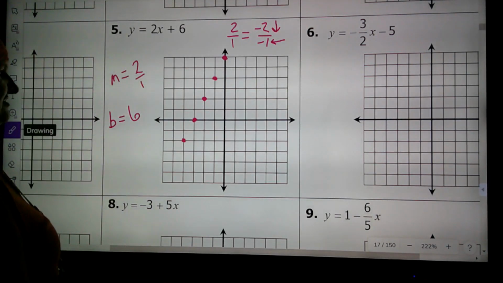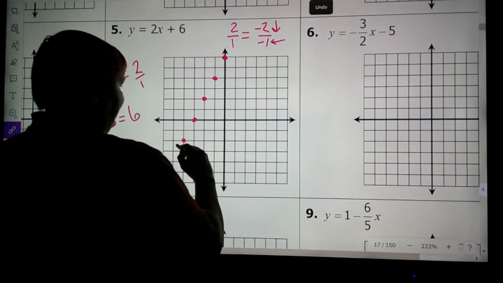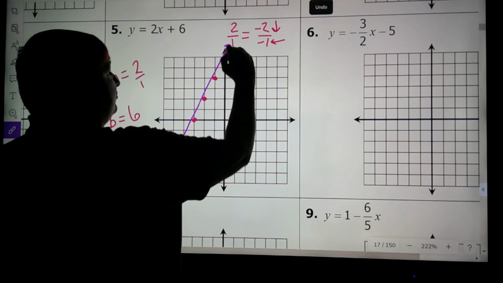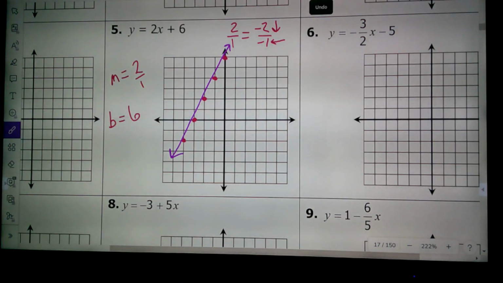You have to have at least 2. 3 is better. Oh, that's not good. I don't like that one. This is why you're supposed to use a ruler. I think I've done pretty good considering.